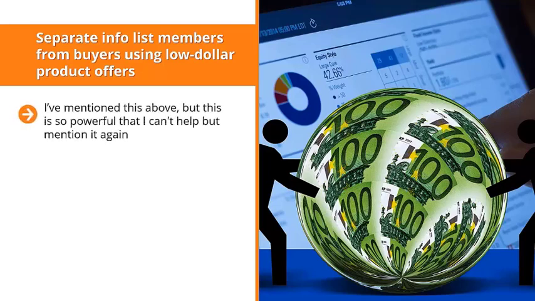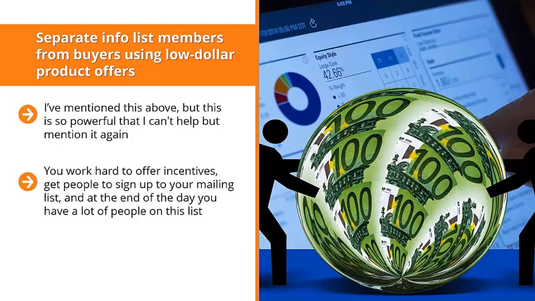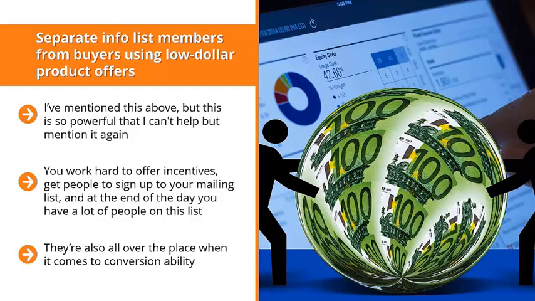Separate info list members from buyers using low-dollar product offers. I've mentioned this above, but this is so powerful that I can't help but mention it again. Depending on your niche, it may be unavoidable that you end up with a general information list. You work hard to offer incentives, get people to sign up to your mailing list, and at the end of the day, you have a lot of people on this list. However, these people are generally just looking for general information on your niche. They're also all over the place when it comes to conversion ability. In this case, it's a good idea to send regularly scheduled updates with low-dollar information product offers.